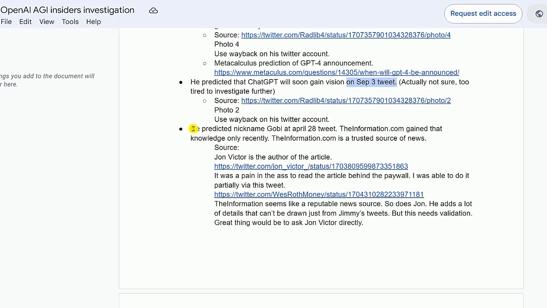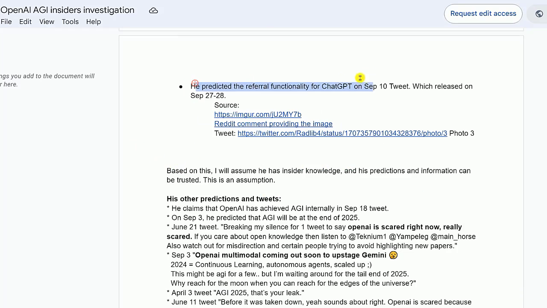He predicted the nickname Gobi on April 28th. TheInformation.com gained that knowledge recently. I've covered that when this came out, and TheInformation.com seems to be pretty on top of stuff. It's a trusted source of news, but this was months and months before that. He predicted the referral functionality for ChatGPT.